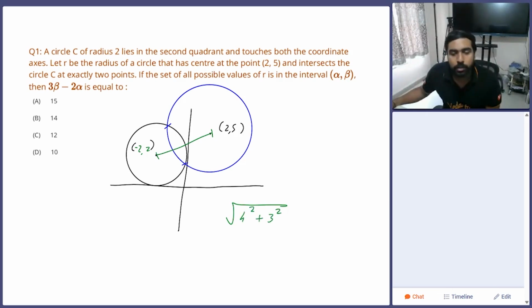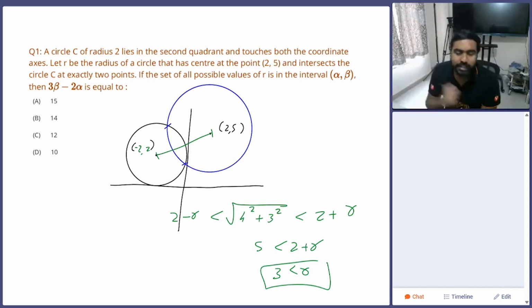And this value, we have been told, should lie between which interval? Between r1 plus r2 and |r1 minus r2|. R1's value we know is 2. So 2 plus r2, the variable circle, we'll assume that as r, and you will have 2 minus r. So basically this 5 has to be less than 2 plus r, meaning that r has to be greater than 3.